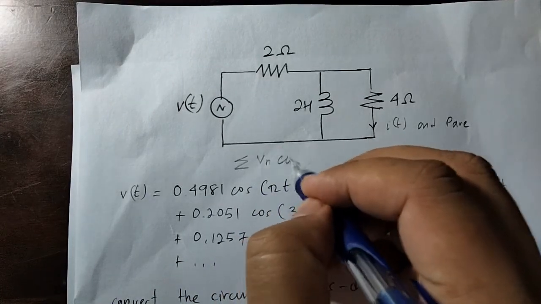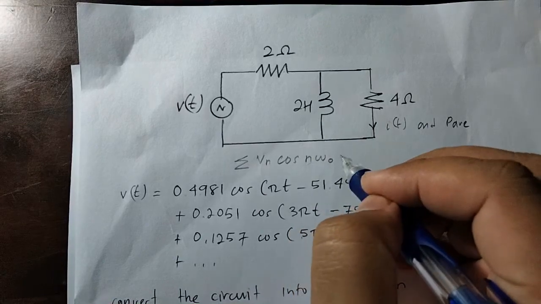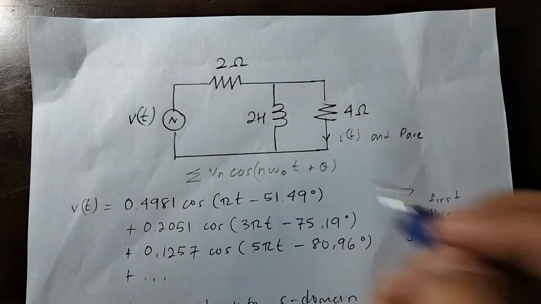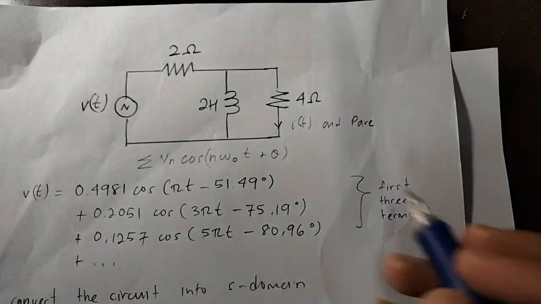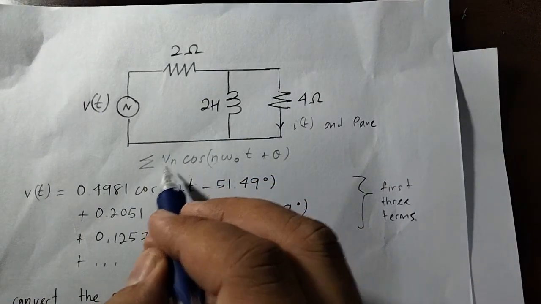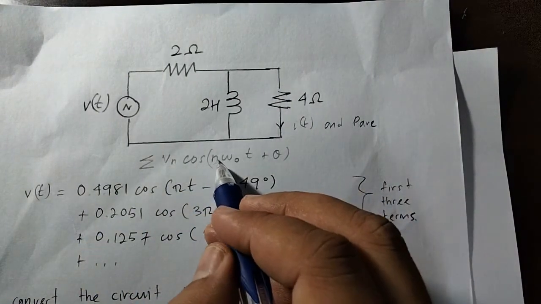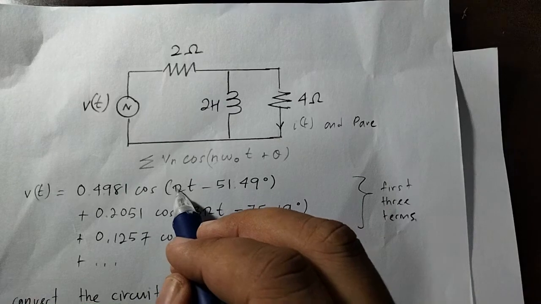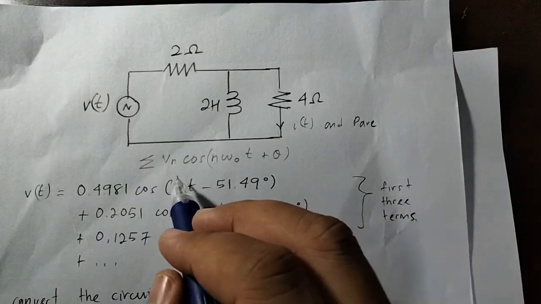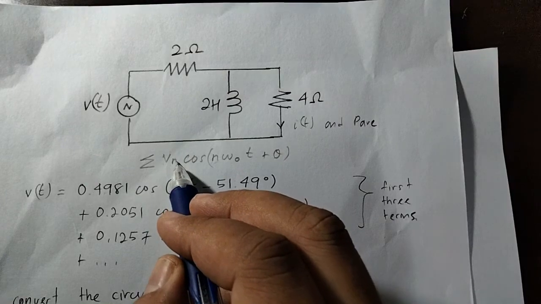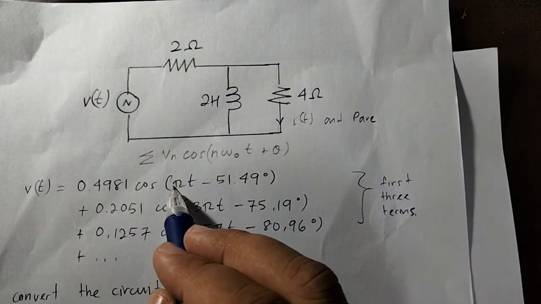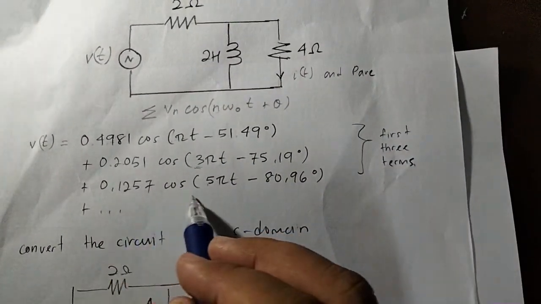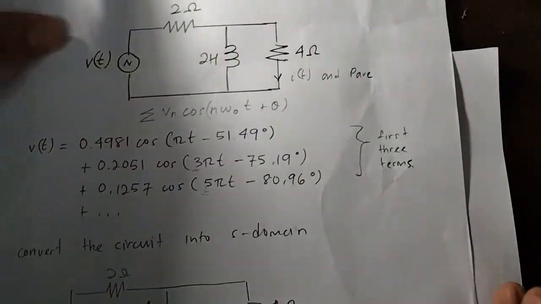Vn cos of n omega naught t plus the angle. So this is the voltage for n, which is V1, where n is 1 here, and omega naught is pi. Alright, and the angle is 51.49. So let's solve for V1. Alright, this is V1. Next is V3, and finally V5.